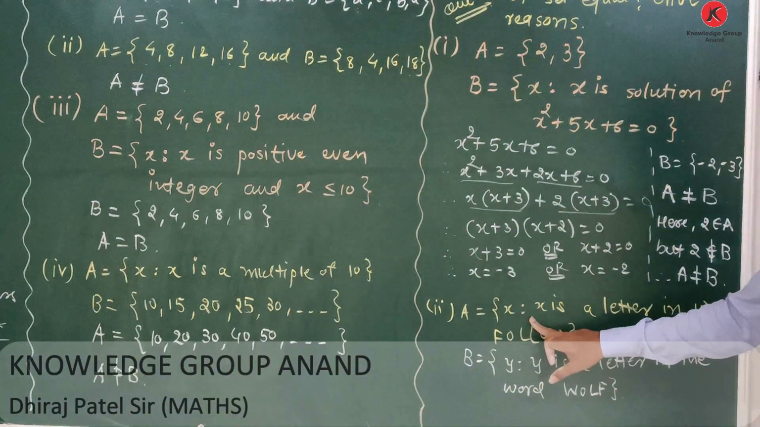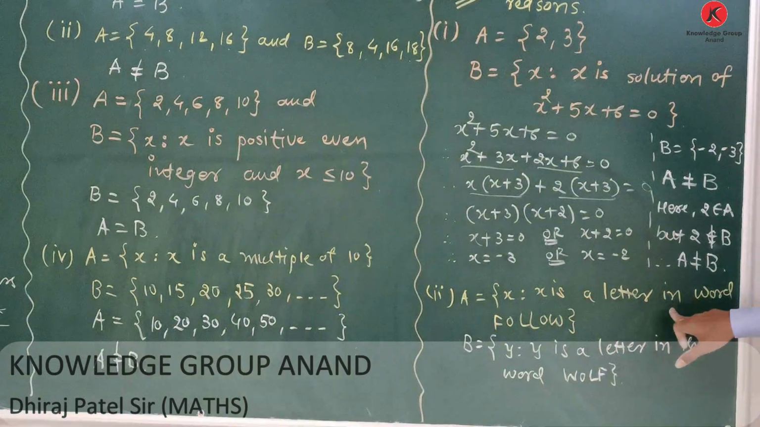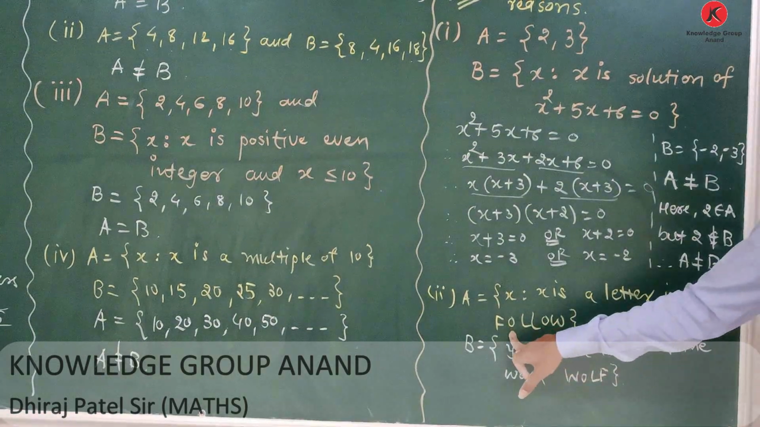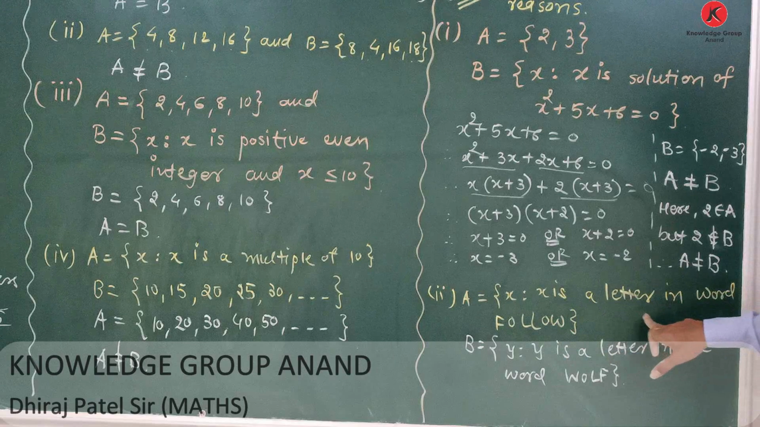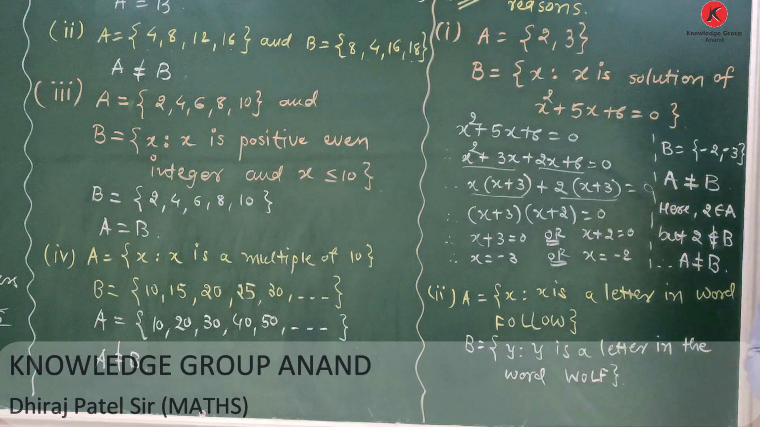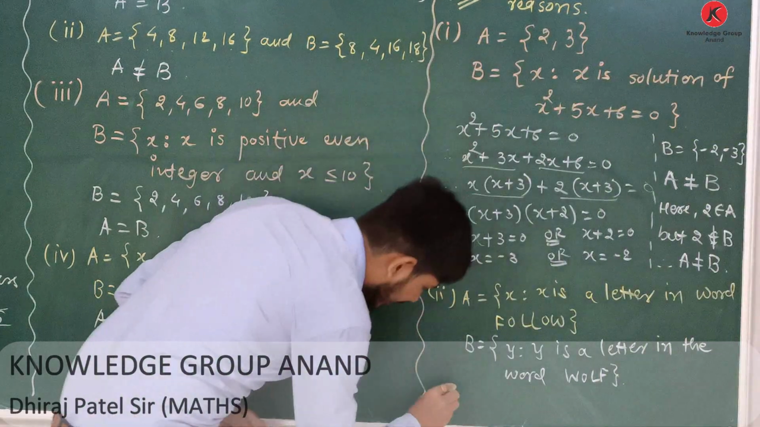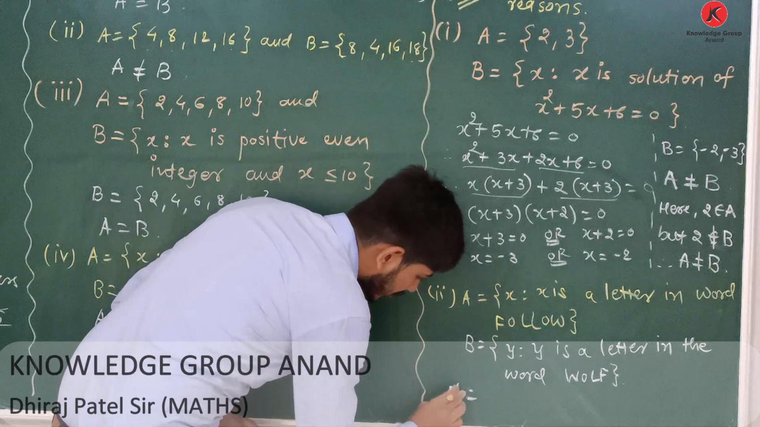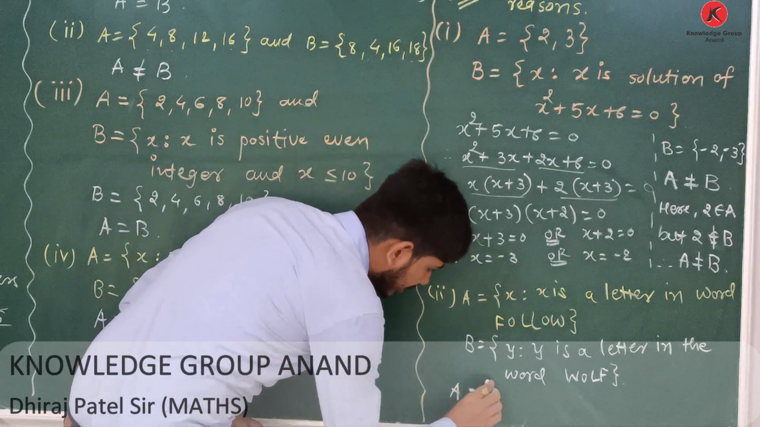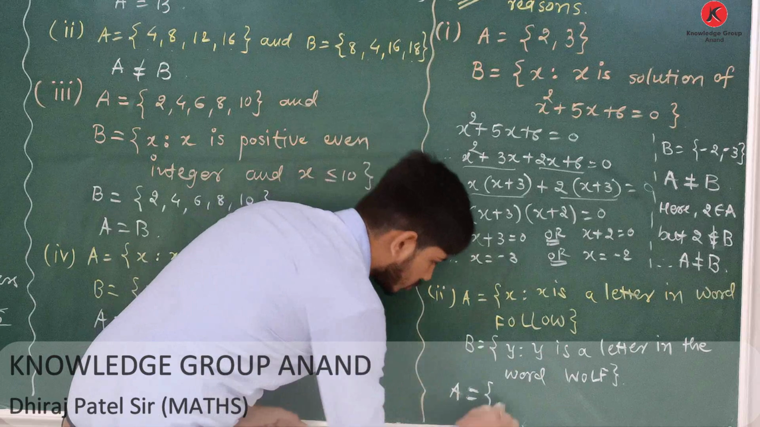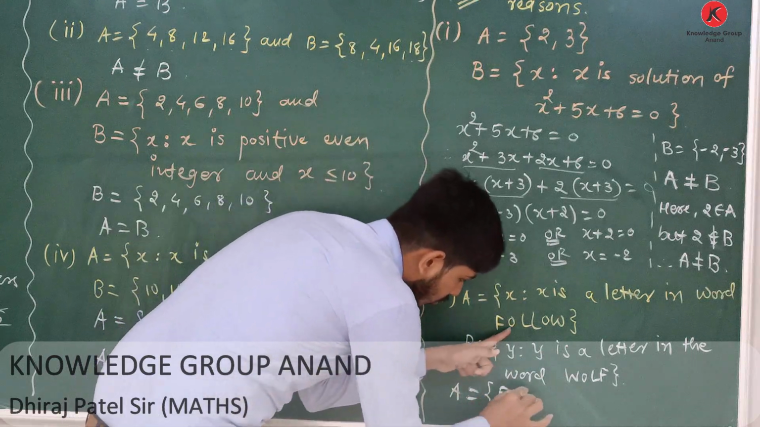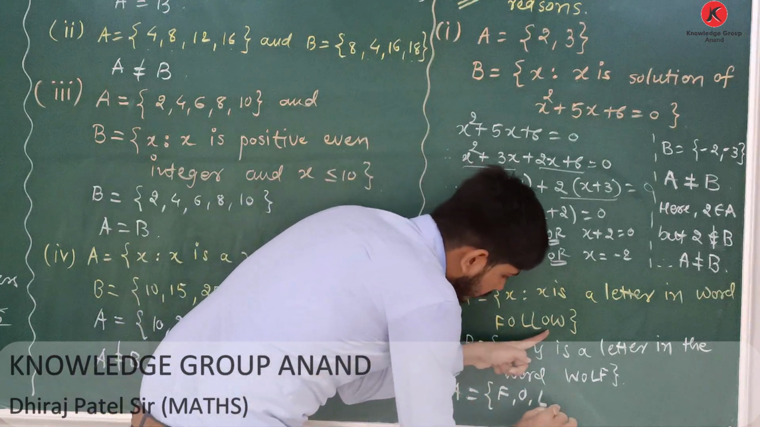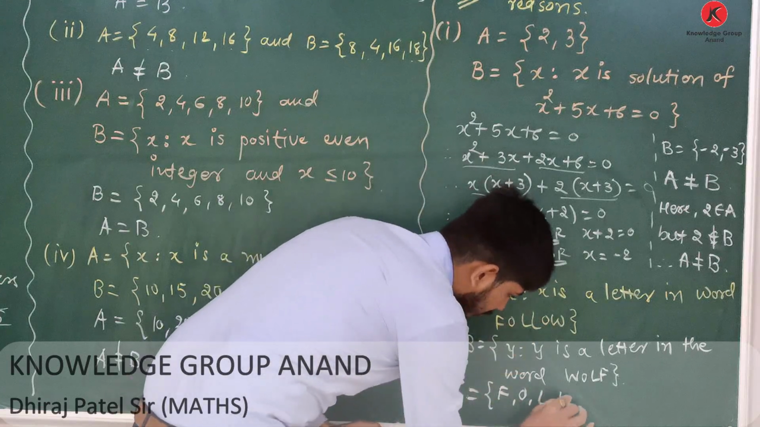A equals the set of x such that x is a letter in the word follow. First of all, write set A in roster form. Set A in roster form: A equals F, O, L, W.